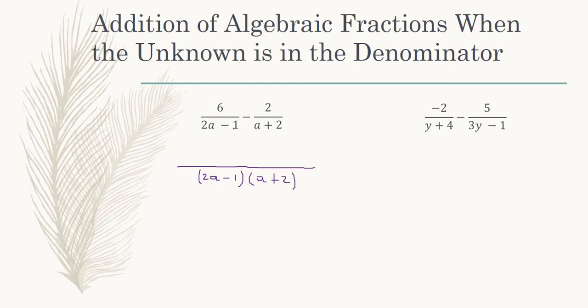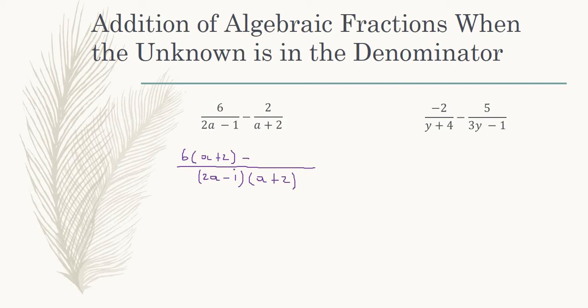Then take each denominator to divide the common denominator. So 2a minus 1 times a plus 2 divided by 2a minus 1. Clearly, 2a minus 1 will cancel out. What you're left back with is a plus 2. So we're going to take 6 to multiply a plus 2. So it's going to be 6 times a plus 2. Put back our subtraction sign.